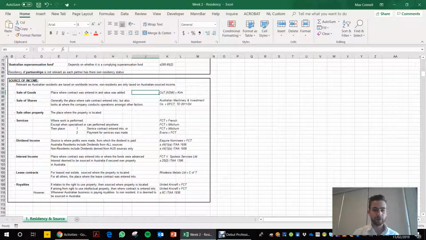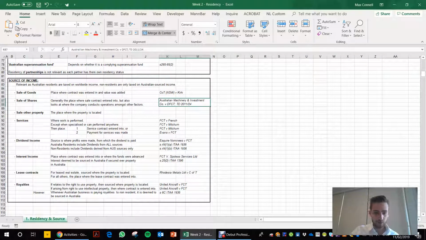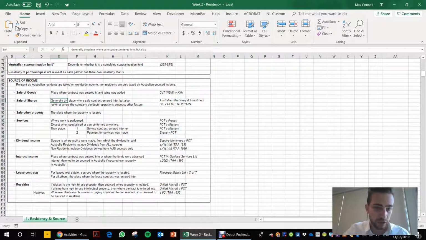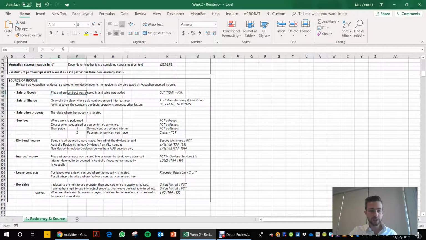Now, what I recommend for you is to read through each individual one and refer back to that section as you come in. For example, you might have a question on the sale of shares in the US, in which case just refer back to this section in the notes, go to sale of shares, here's your relevant case law, or if there is a section in the Income Tax Act, refer to that. And then just look at what it says here. So generally it's the place where the sale contract was entered into. So just go back to your question, it'll say something about the sale contract and which country that was entered into, and that'll be your answer. But you also have to consider where the company conducts operations, amongst other factors. So I'll just quickly read through these, but most of them are self-explanatory, and you can just apply them to the case facts in your question.